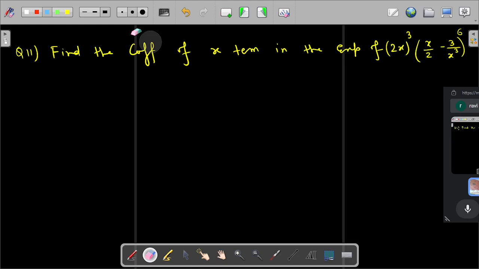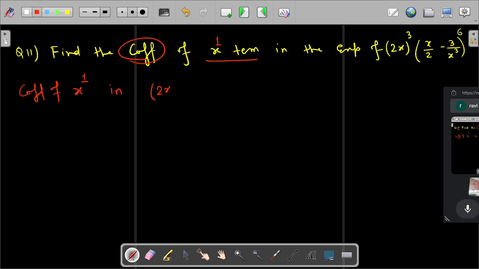Find the coefficient of x term. So it means it is the x raised to power 1 term in the expansion of this. So we have to find the coefficient of x raised to power 1 in (2x^3)(x/2 - 3/x^3) raised to power 6, right?